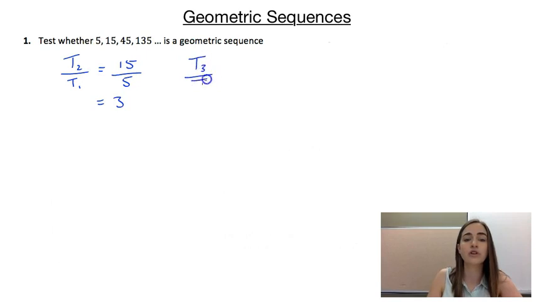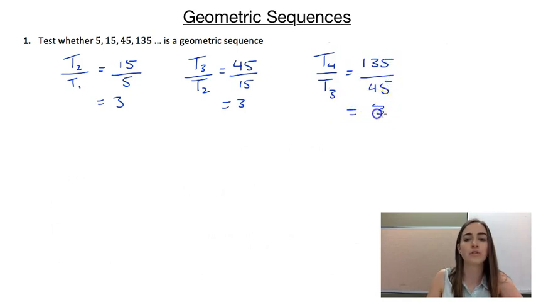So if we took the third term and divided by the second term, we'd have 45 divided by 15, which is also 3. And just for good measure, we could do the last one as well. So we could do term 4 divided by term 3. That would be 135 divided by 45, which is also 3. So therefore, yes, it is a geometric sequence because that ratio is exactly the same in every case.